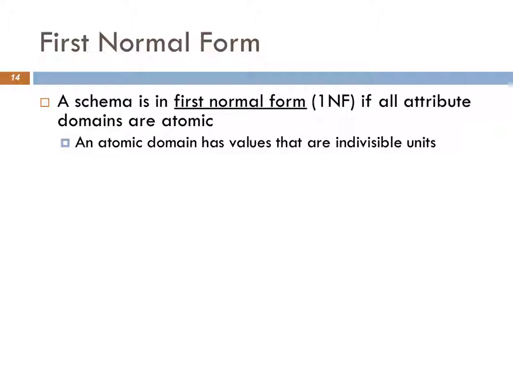Okay, first normal form. First normal form is not that exciting. Basically, first normal form is already implicit in the relational model. We're basically saying that all attribute domains must be atomic. They can't be divided into smaller units that can be manipulated. You know, sort of, you have a value whose components can be manipulated.